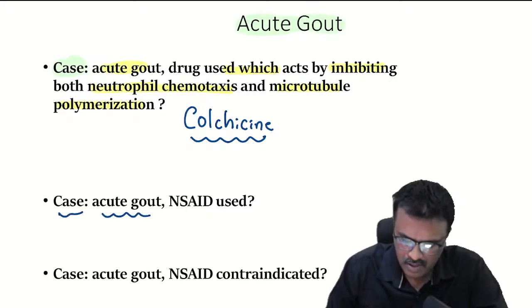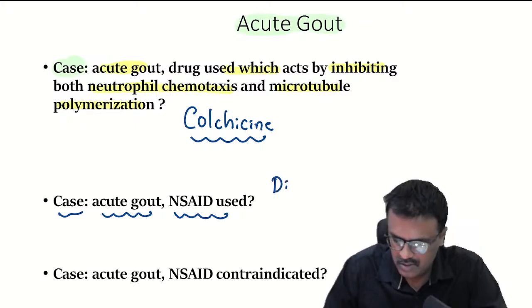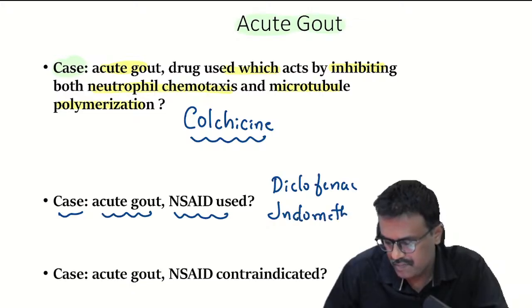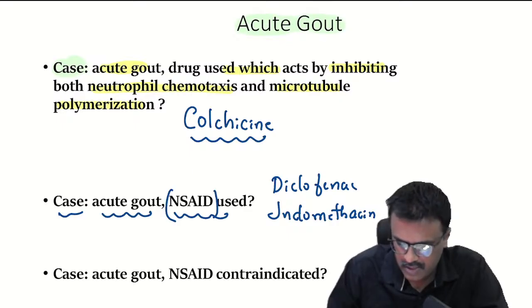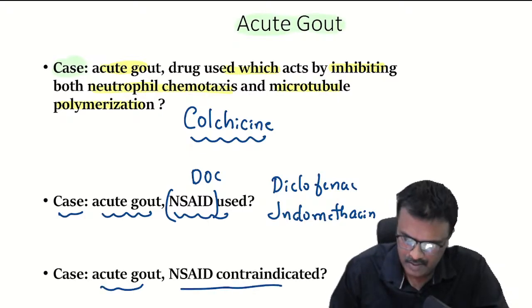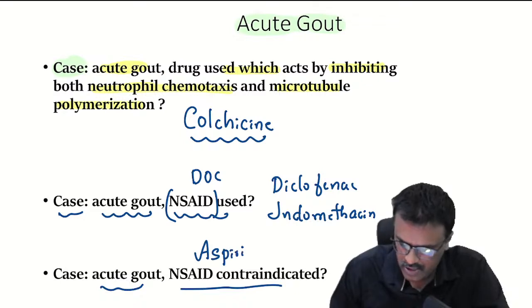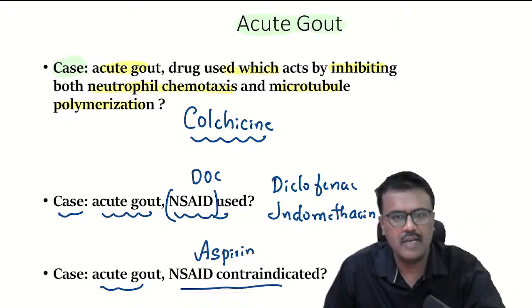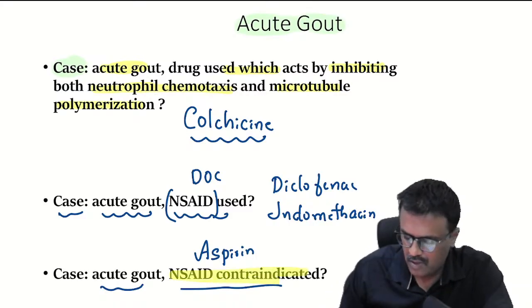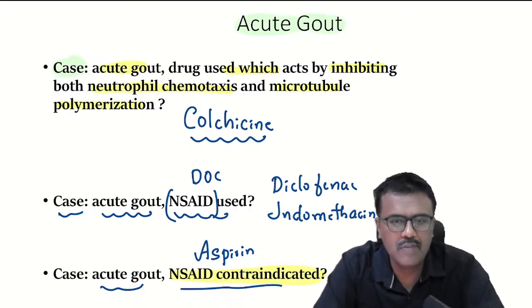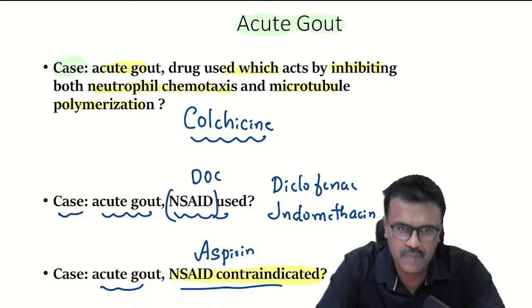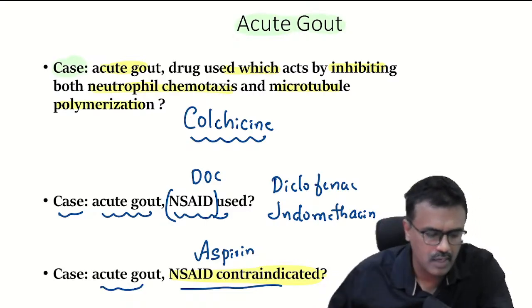Second, the patient is having acute gout, what is the NSAID used? NSAIDs I can use are diclofenac, indomethacin. For acute gout, NSAIDs are the drug of choice. In acute gout, which NSAID is contraindicated? It is aspirin. Why aspirin? Because aspirin itself increases uric acid and worsens the gout. Many students ask me, can we give paracetamol? You can give paracetamol, but it won't work because paracetamol has no anti-inflammatory property. So this is about acute gout.